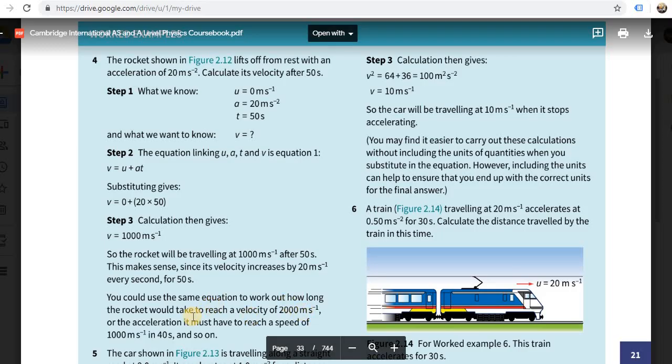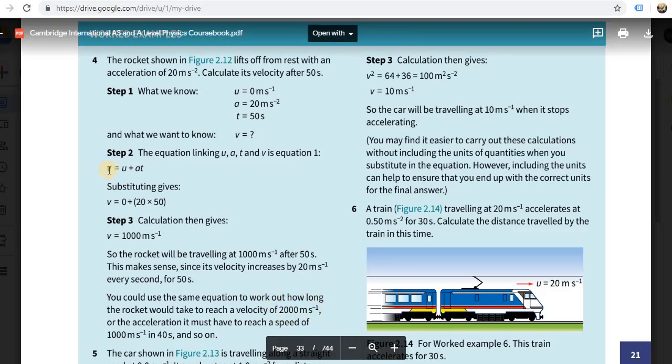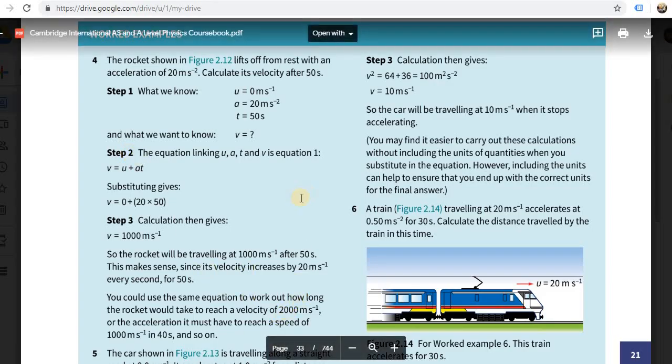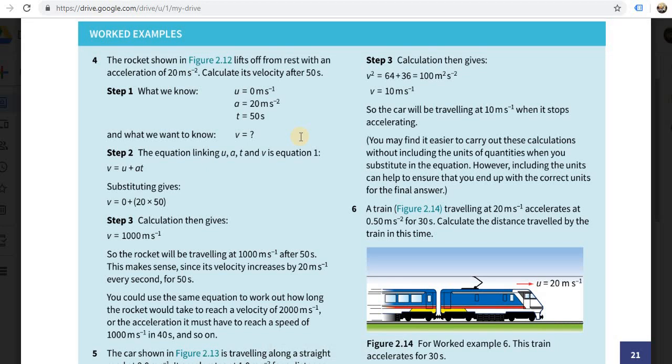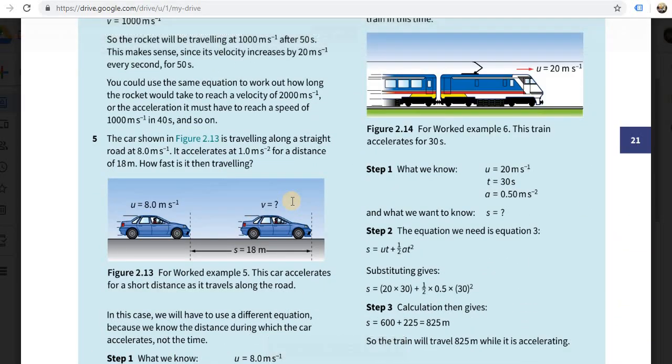Similarly, if you want to find the time when the velocity will be 2000 meters per second, you can substitute 2000 meters per second for V. You know what U is, A also you know, then you can find the T. The time taken to reach that velocity of 2000 meters per second, or whatever velocity you want, if you want to find how long it took to reach that velocity. Okay, so that is that example. Let's go through another example.